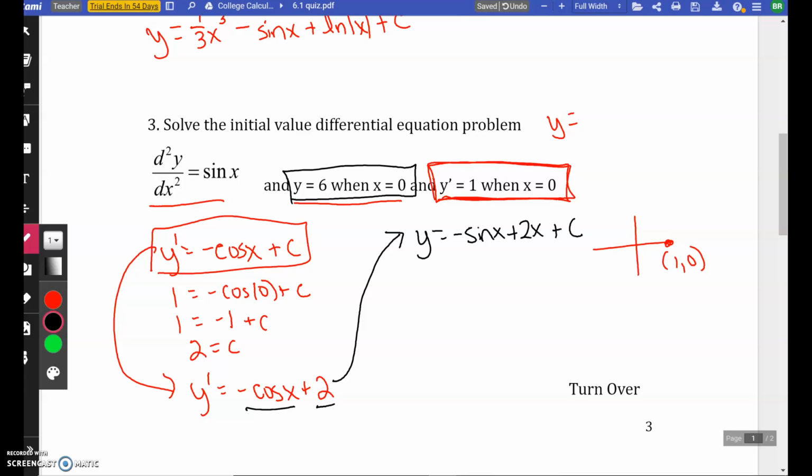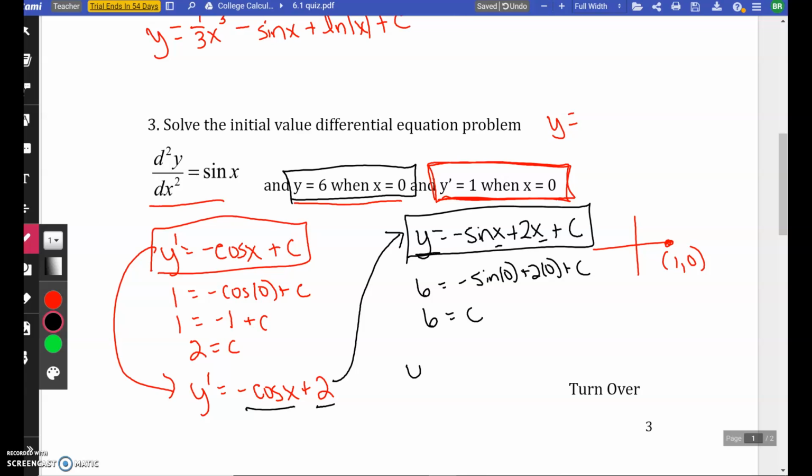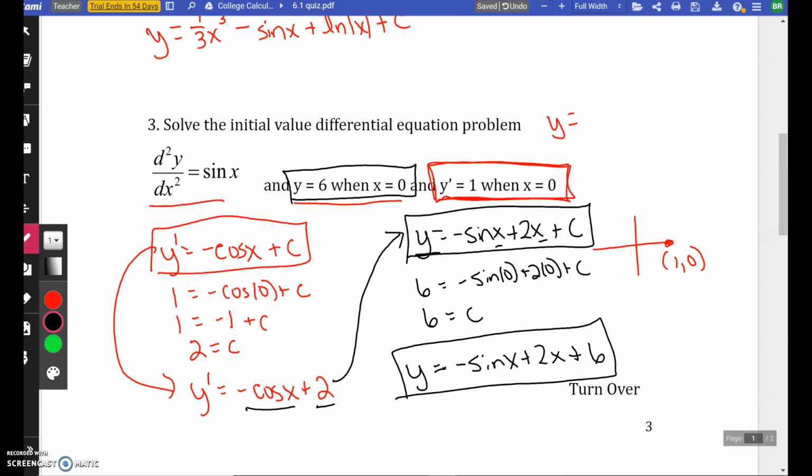Alright, well I know that when x is 0, y is 6, so I can plug those in. 6 equals negative sine of 0 plus 2 times 0 plus c. 6 equals sine of 0 is 0, 2 times 0 is 0, so c is 6. I plugged it into here, so then I need to go back in there and plug in my new c value that I know is 6. This is the one equation that passes through that point, has a slope of 1 when x is 0, and has that as a second derivative. Keep going.